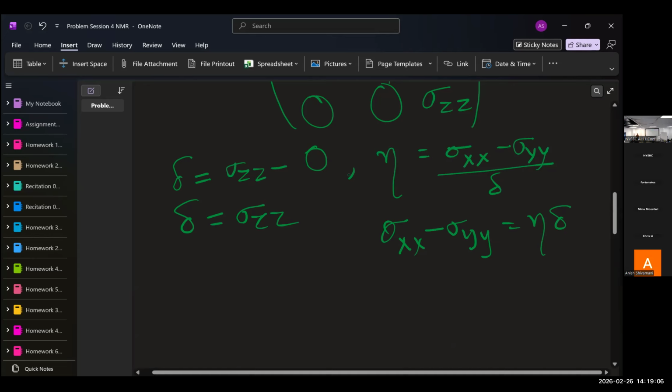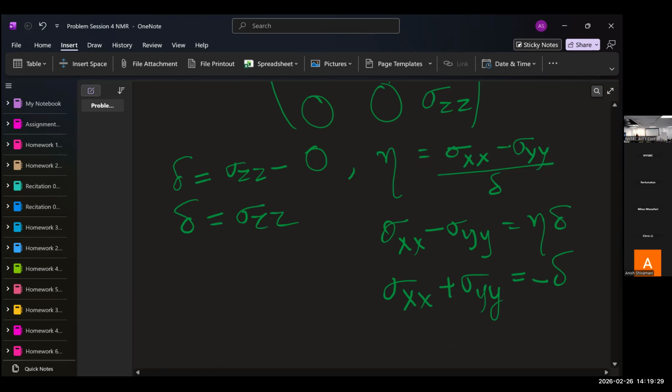What's the other one? We said the average of the three is 0, right? So what does that give us? XX equals minus sigma YY minus ZZ. So the XX plus the YY is the negative of the ZZ component, which in turn is this. Does this make sense? Is this good with all of us?